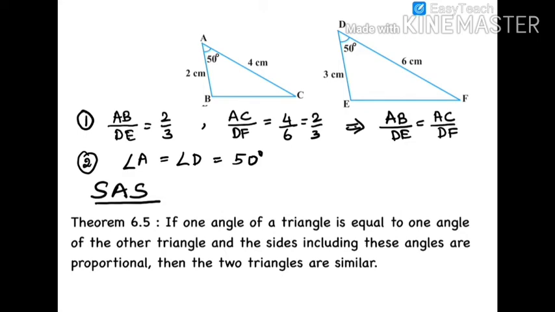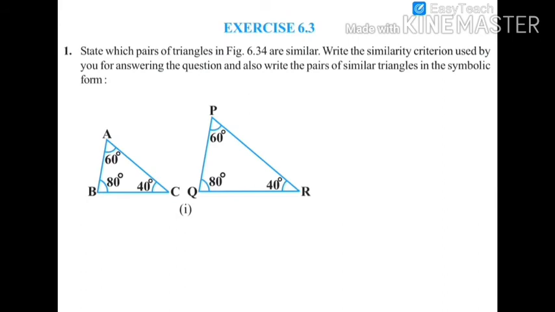Now let's apply these criteria to prove some triangles similar. We start with exercise 6.3, question number 1. State which pairs of triangles are similar. Write the similarity criterion used by you for answering the question and also write the pairs of similar triangles in symbolic form.